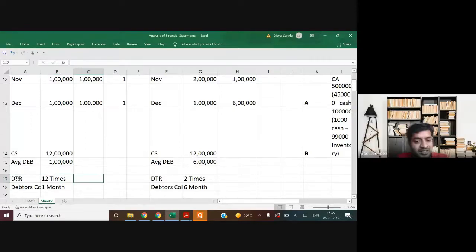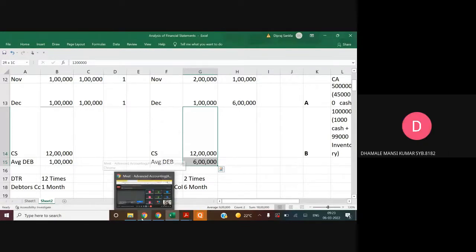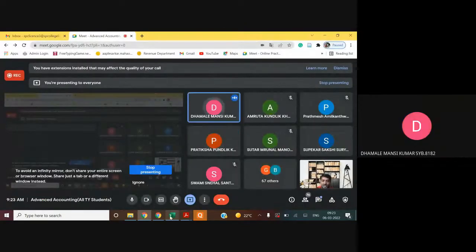Yes, sir. Now here in B company, I want you to do the same thing. Divide the credit sale by the average value of debtor. You will get the same answer, 2 times, right? Yes, sir. नक्की कळतंय? Yes, sir. Okay, good.